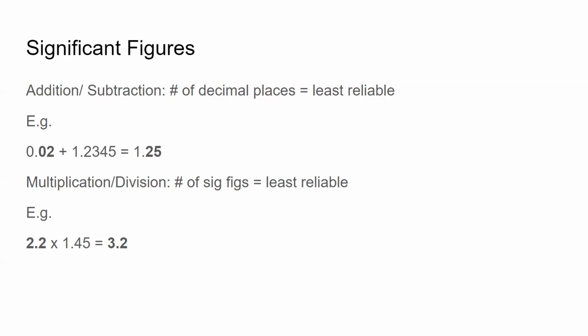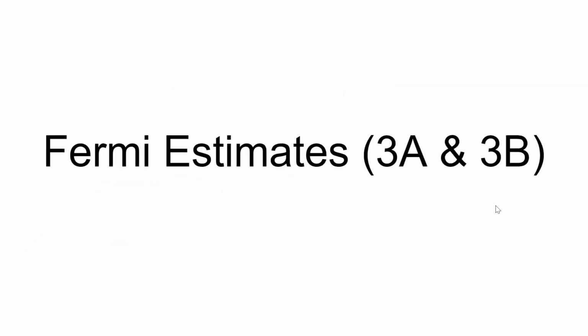So for 2.2 times 1.45, the first value has 2 significant figures, and the second one has 3 in total. So we're going to go with the smallest number. So we're going to keep our final answer to 2. So even though it might be like 3.21, we're just going to round it to 3.2, because that's the number of significant figures that we want to keep. So we can move on to the next slide.